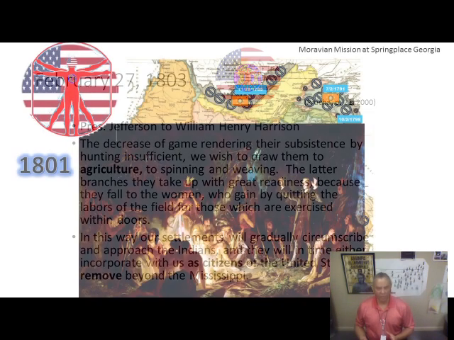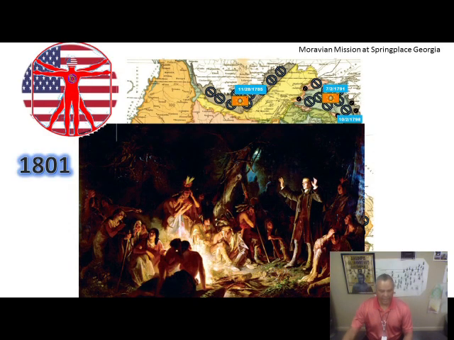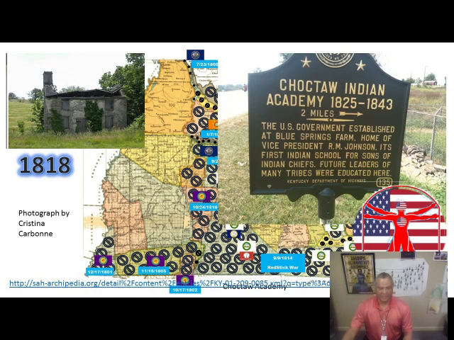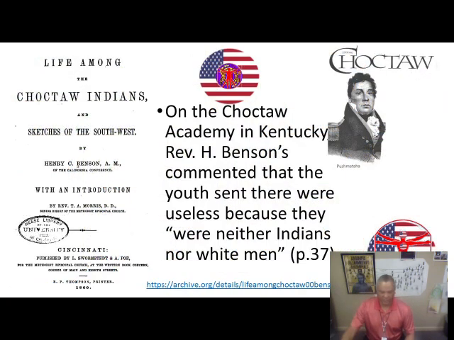In 1801, the Moravians established a mission among the Cherokee, and by 1818, the Choctaw Academy is established. Now, the Choctaw Academy is very interesting because it attempted a complete assimilation model. And in Life Among the Choctaws, Reverend Benson mentions that the Choctaws that the youth were sent were useless because they're neither Indians nor white men. So this total assimilation idea that the earlier missionaries came, the tribes rejected in a large part.